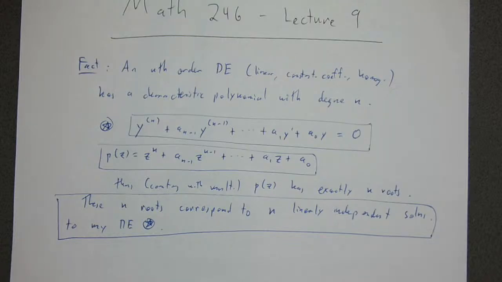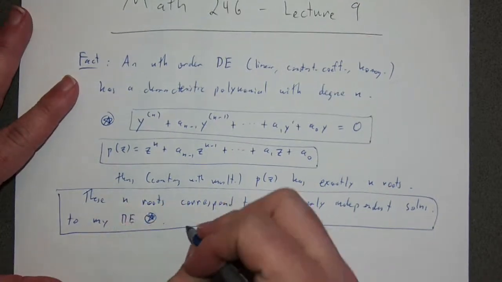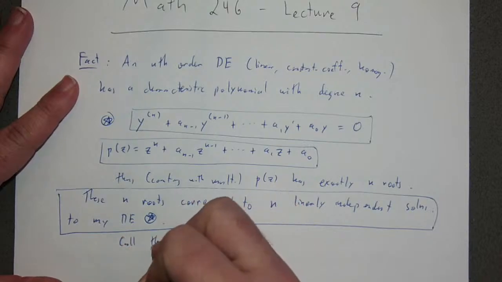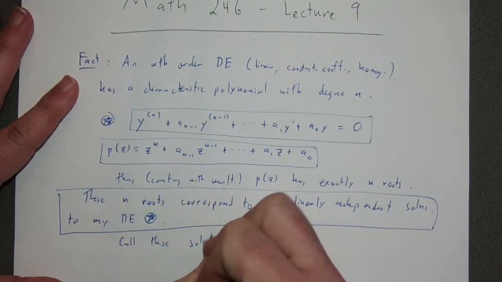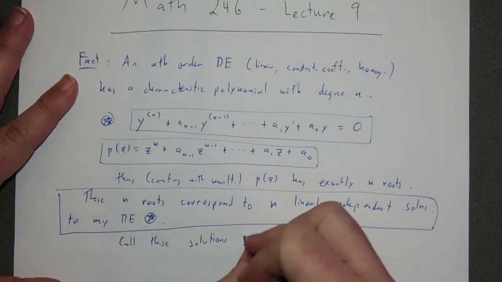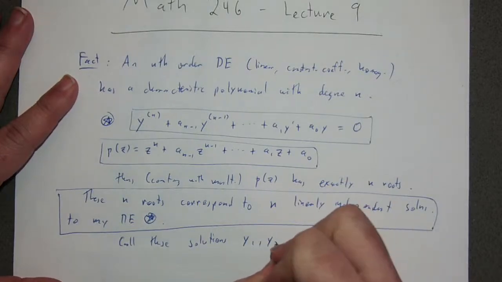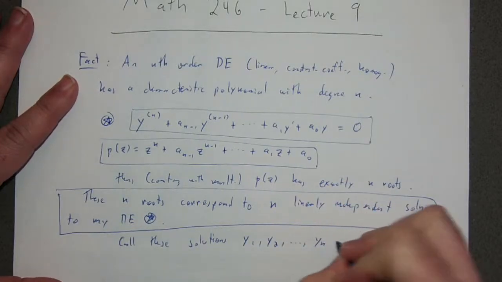Okay. So these correspond to, but let's say I've already done that check. It turns out I'm not going to have to do that check because if I listen to this boxed thing, they're automatically guaranteed to be linearly independent. Okay, and thus, so call these solutions y1, y2, all the way up to yn.